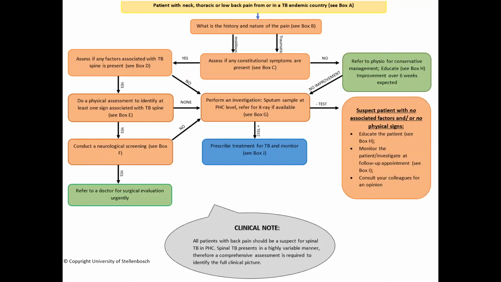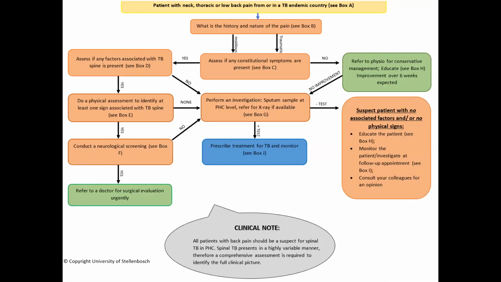There are quite a few decisions that need to be made down this road, but what we've decided and mentioned previously is that every patient with neck, thoracic or low back pain should be asked the various questions, as they are all suspect for spinal TB. You will see we also refer to certain boxes, like in the first box we say see box A. These boxes with extra information have been included at the end of the slide, so you can refer back to those when you go through this clinical tool.